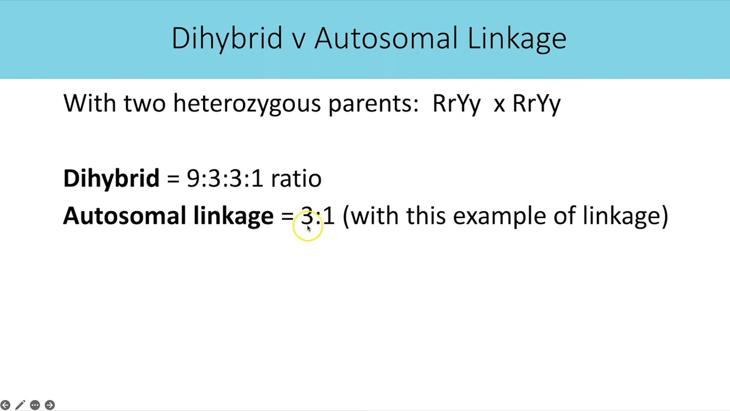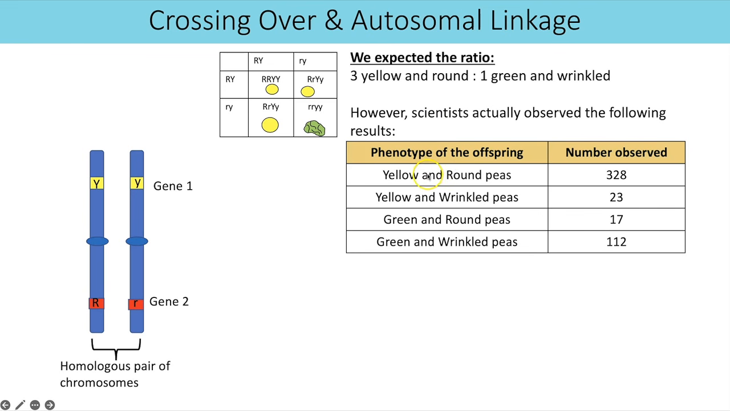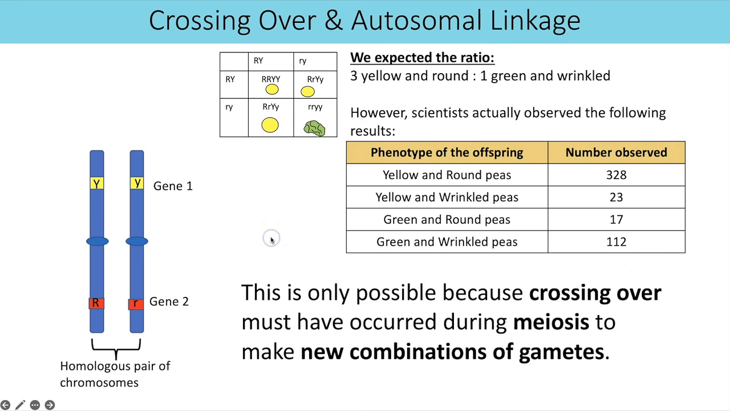And for this particular example, we got a 3:1 ratio. Now, we did also say unless there's crossing over that happens. So sometimes you might get an autosomal linkage exam question where you're led through all the information we've just gone through to work out you'd expect a 3:1 ratio. But they then might say, however, scientists did this cross, and what they actually observed was these phenotypes in this proportion. And you could be asked to explain their results.